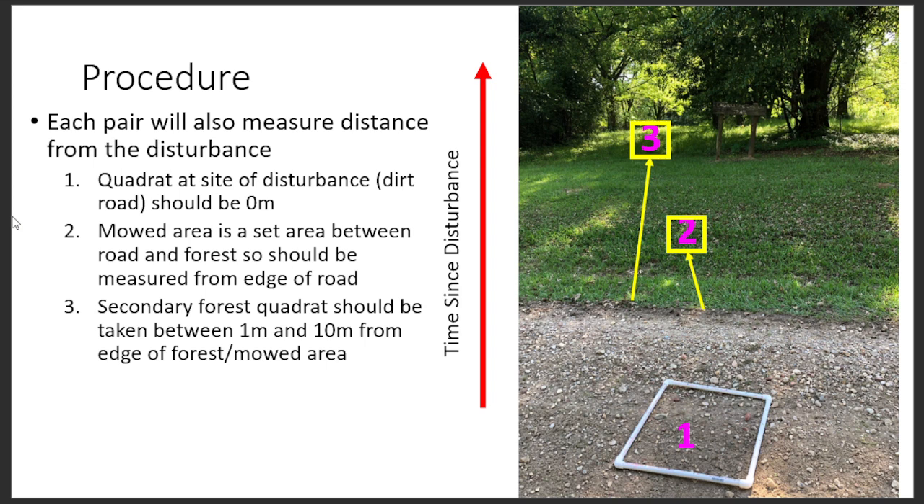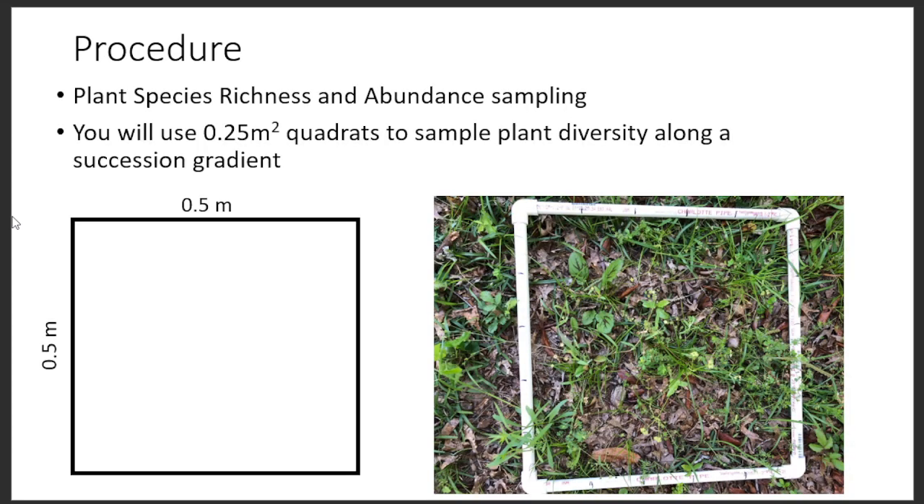The second one, you should be measuring the distance from the middle of your first quadrat to the middle of your second quadrat, wherever you put it on the side of the road. And then the third sample, you put it 1 meter to 10 meters from the edge of the forest or mowed area, so not in the forest, but close to the forest line. And you're going to measure, again, the distance from your quadrat 1 to quadrat 3. You'll be taking plant species richness and abundance values.